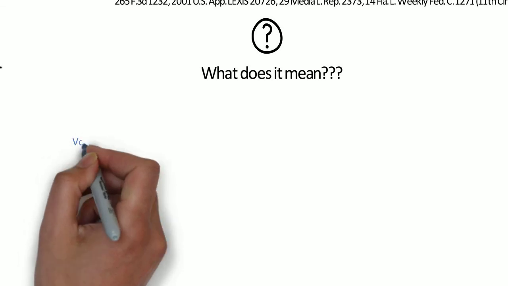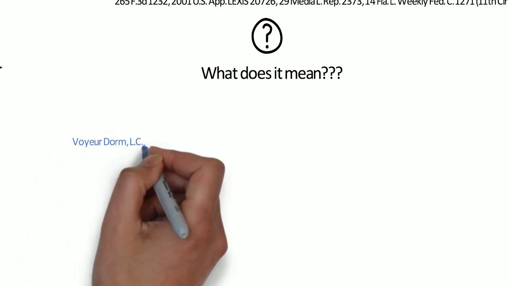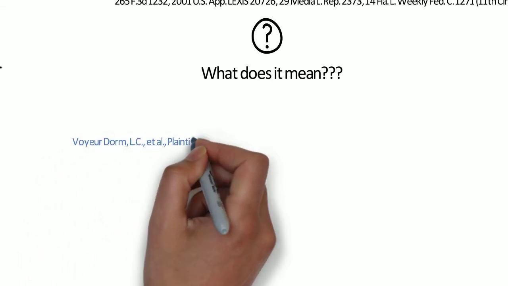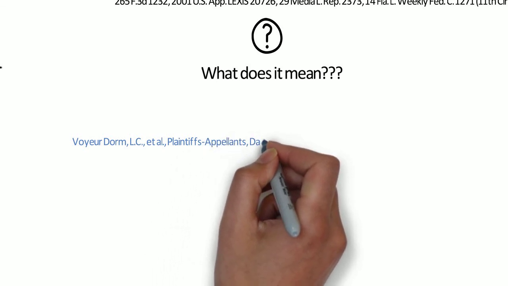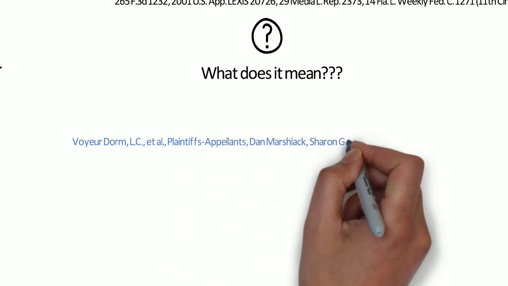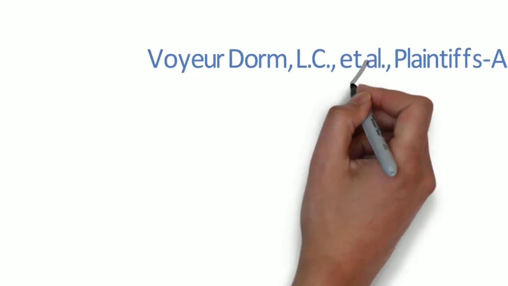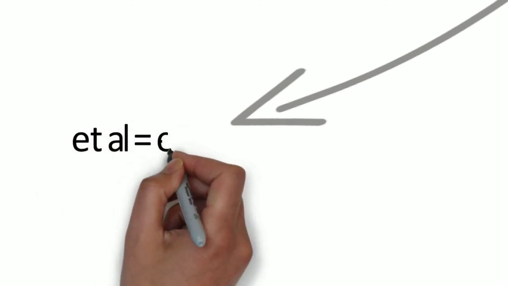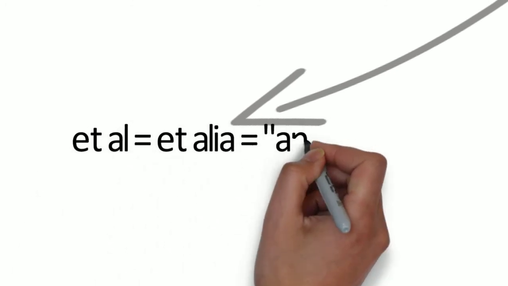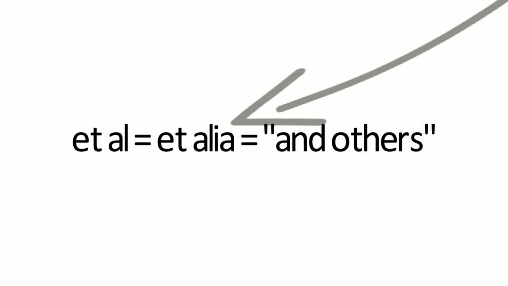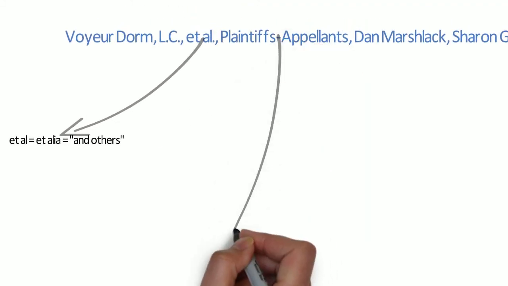What does it mean? Let's begin with the first half of the case name. It lists three named parties, Voyerdorm and Dan and Sharon Marschlack, plus et al. after Voyerdorm. Et al. is an abbreviation of the Latin term et alia, which means and others. It tells us Voyerdorm is not the only plaintiff appellant.